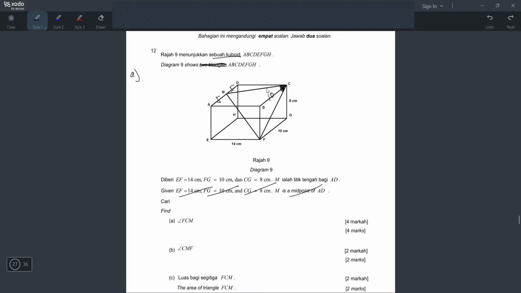Okay, how to find FCM? Let's see. If I want to find FCM, let me draw out the triangle, right? I need to have some sides, right? I need to have some lengths. But I realize if I want to find this angle, I don't even have the lengths.